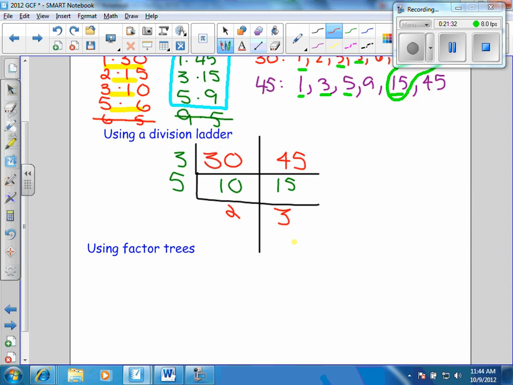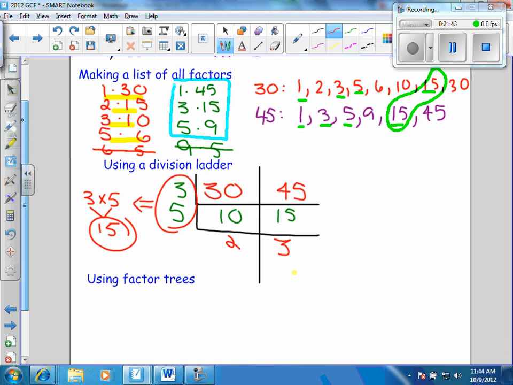What's common to 2 and 3 other than 1? Nothing. So you take these and you multiply them, and you should get the same answer that we got before. Did we get 15?